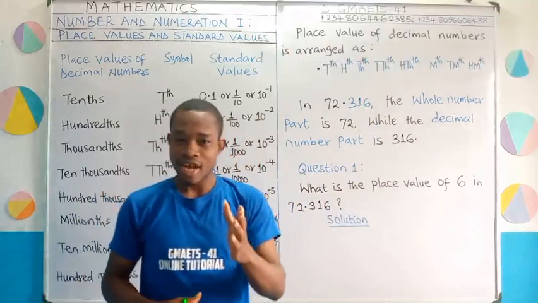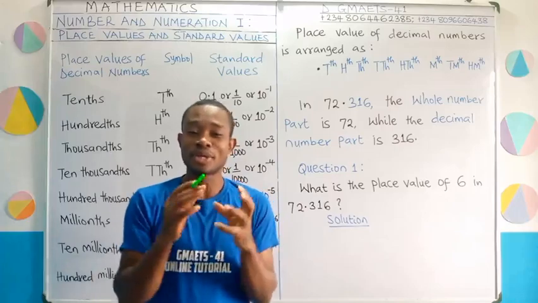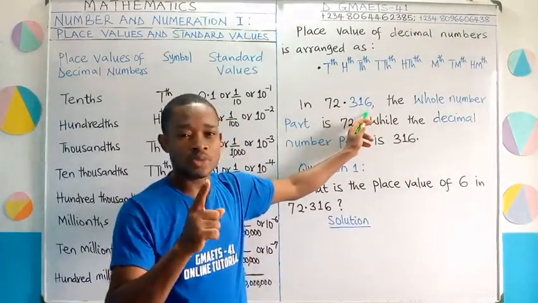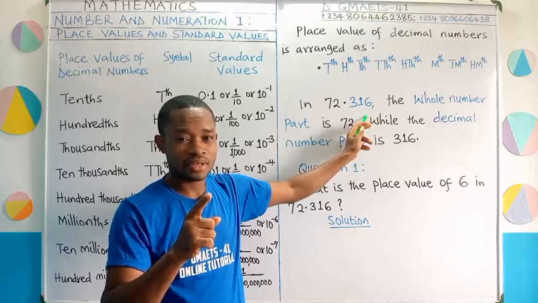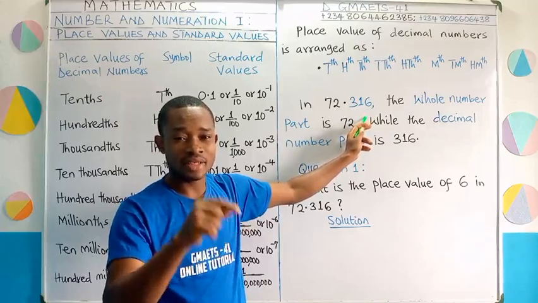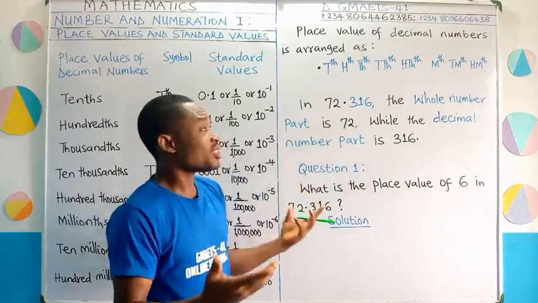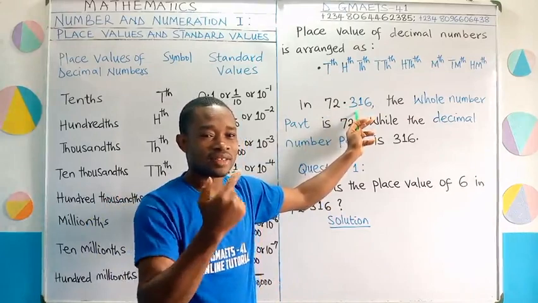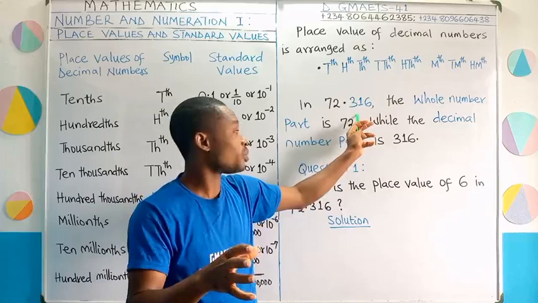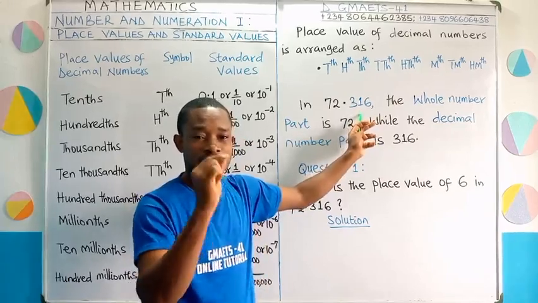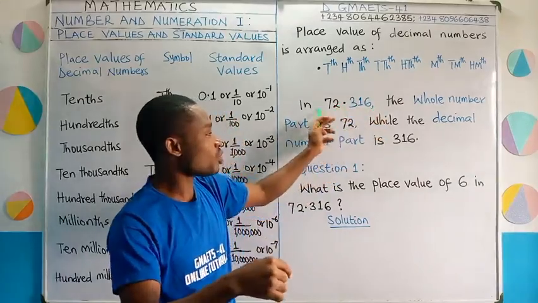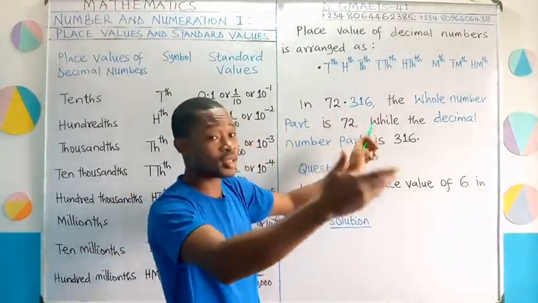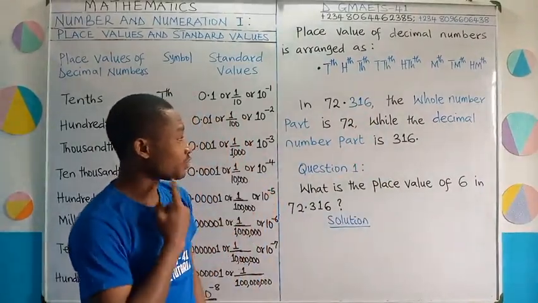Please take note of how we read decimal numbers. When I read this as 72 point, you didn't hear me say 316. That is not the correct way of reading it. We read the decimal digits digit by digit. So you pronounce the whole number together, 72, point, and coming to the decimal digits, you mention the digits one after the other: 3, 1, 6.